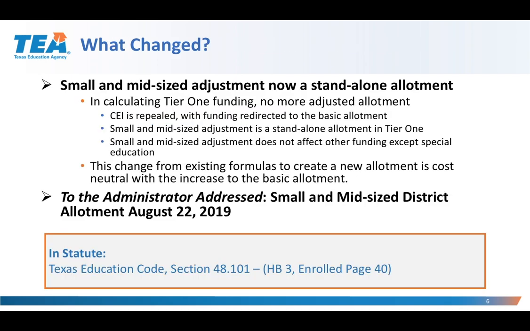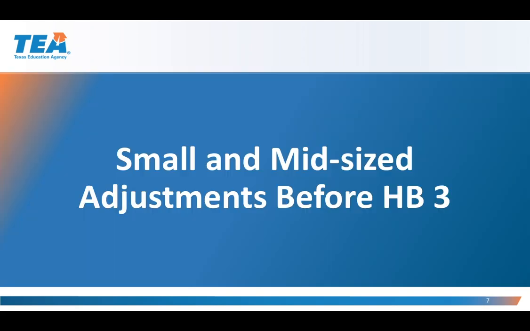With the small and mid-sized district formulas recreated as a standalone allotment, one of the benefits is complete clarity regarding how much a school district receives for being small or mid-sized, without having the amount mixed up with other student weights and adjustments. While specific Tier 1 allotments, excluding the special education allotment, may have decreased as a result of the change, these decreases were offset by the new standalone allotment. Next, we'll step through the small and mid-sized district adjustments prior to HB 3.